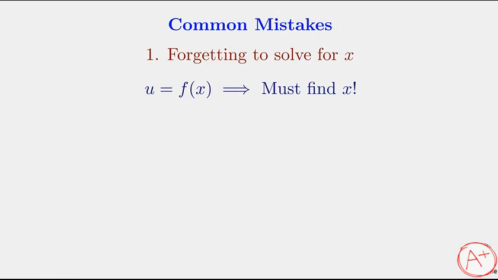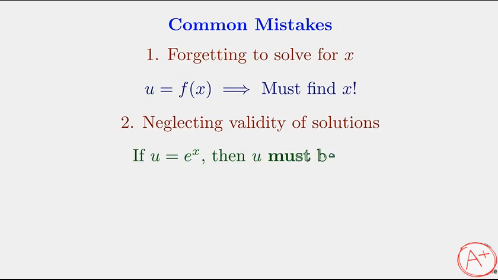Second, neglecting the validity of solutions. For example, if your substitution is u equals e to the power of x, and you find a negative value for u, you must reject it because e to the power of x is always positive. Similarly, you cannot take the logarithm of a negative number.